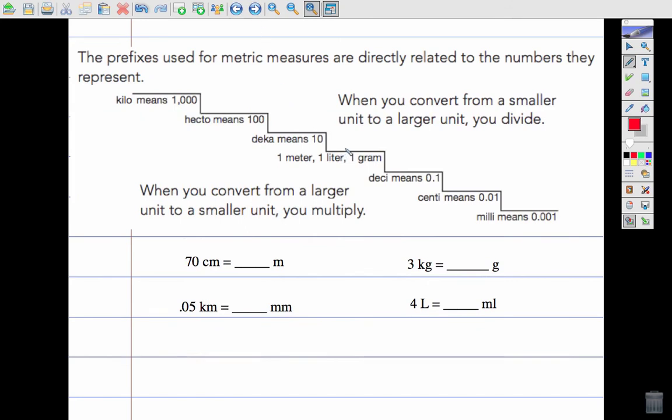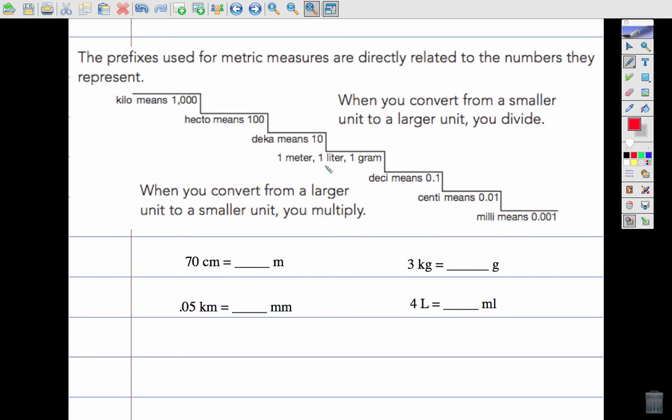So what we're going to be doing is converting from one unit of measure to another. And we're going to use the conversion staircase. And the prefixes that are used for metric measures are directly related to the numbers that they represent. So, kilo means 1,000, hecto means 100, deka with a k means 10. Then we have our unit of measure. Then we have deci, like decimal, centi and milli.